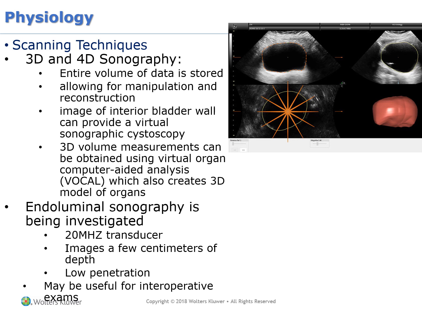So with 3 and 4D, most of you passed your SPI exam, so you know that it's the accumulation of multiple layers of data, where it will then utilize those layers to create a volume. 3D volume measurements can then be obtained using a virtual organ computer-aided analysis, which can be referred to as VOCAL, and it will then ultimately create a 3D model of the organ.